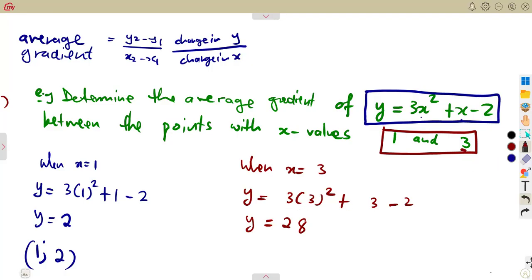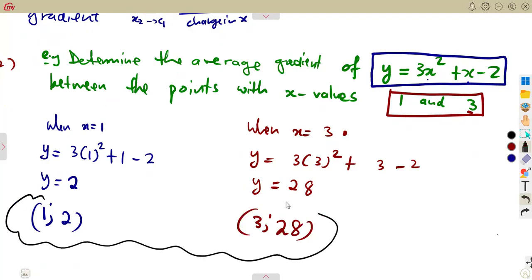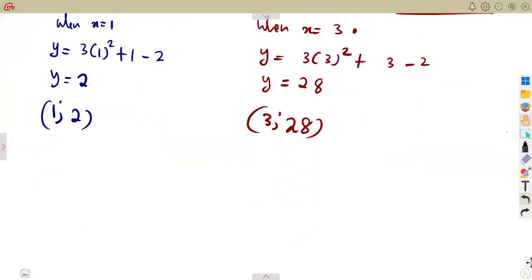So meaning to say we have a point there, just like the previous case. When x is 3 from our function, y there is supposed to be 28. So there we now have to consider the 2 points. These are the 2 points now that we have to consider in determining our average gradient. We have got the 2 points.